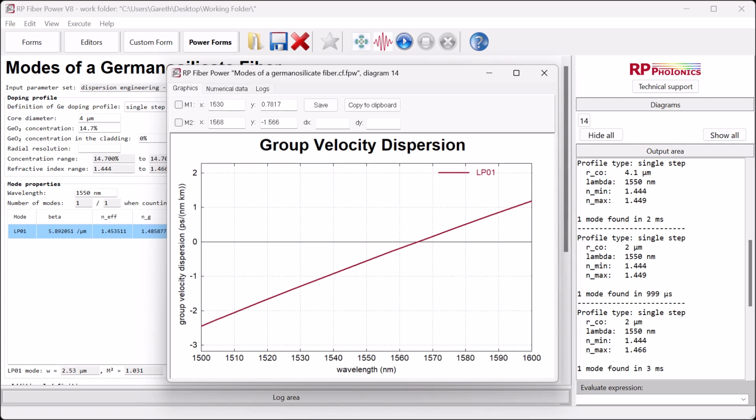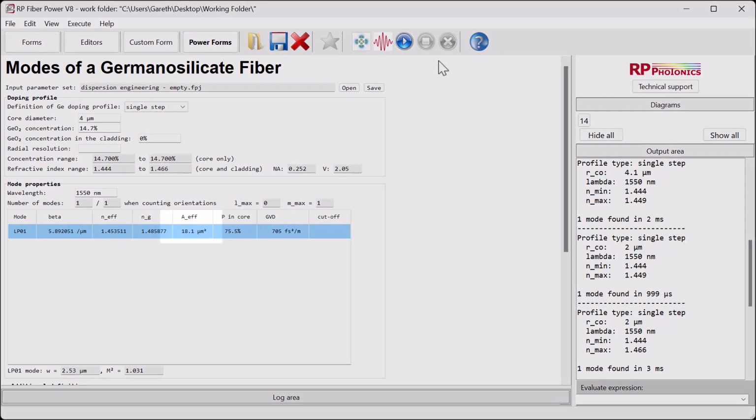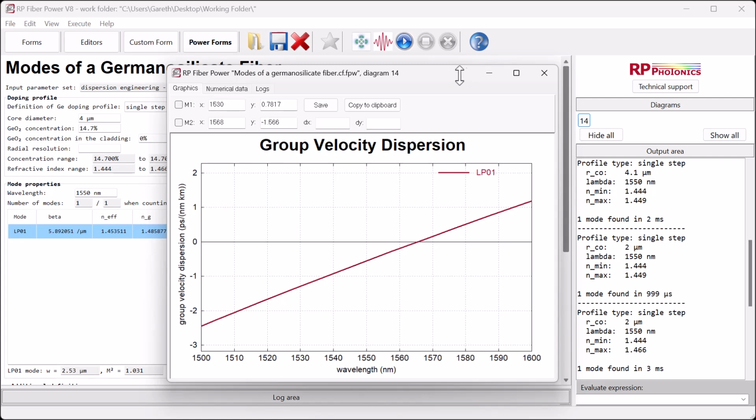However, small core diameters present challenges. The effective mode area drops significantly to 18.2 square microns, making splicing to standard single mode fibers pretty lossy. Additionally, the higher refractive index contrast increases propagation losses due to stronger scattering at irregularities. Plus, there is still a notable slope in the dispersion curve, which is not ideal.